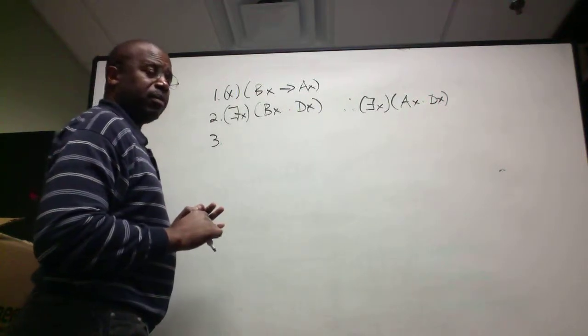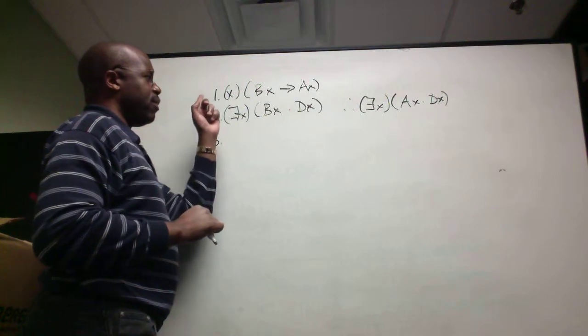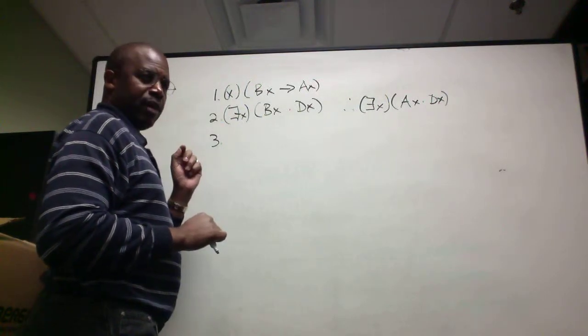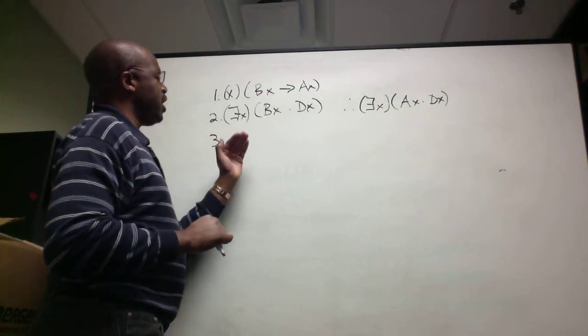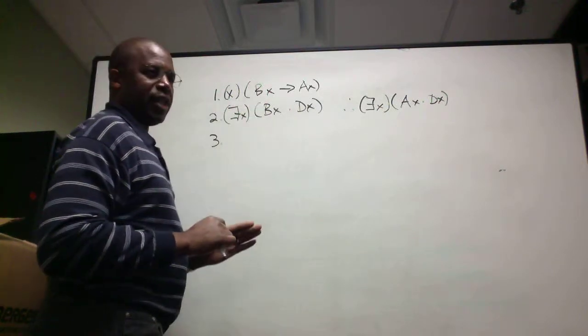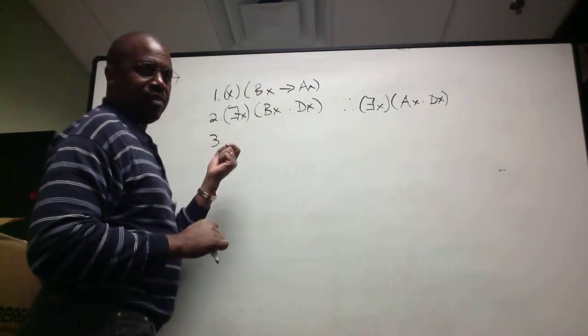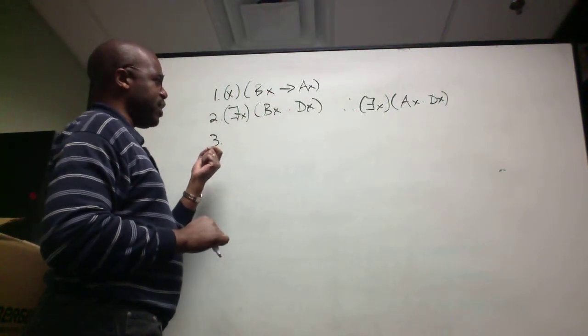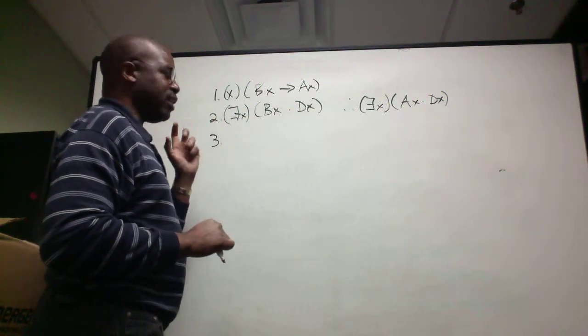Rule of thumb, always apply EI before UI. Here's why. You can always instantiate to any constant universally. You cannot do the same with an existential instantiation. And I'll demonstrate the logical intuitiveness of that in a moment.